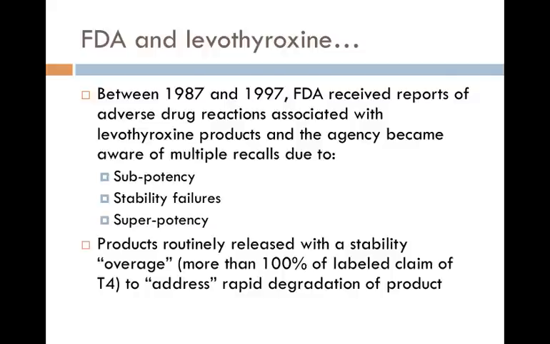Between the years of 1987 and 1997, the FDA received a lot of reports of adverse drug reactions, and they became aware of many problems with subpotency, stability failures, and superpotency. What they found is that these drugs degraded very quickly. So the levothyroxine would lose its potency between 8 months and at the most 12 months. And products in some cases were routinely released with more drug than they were supposed to have so that they would have a longer shelf life.